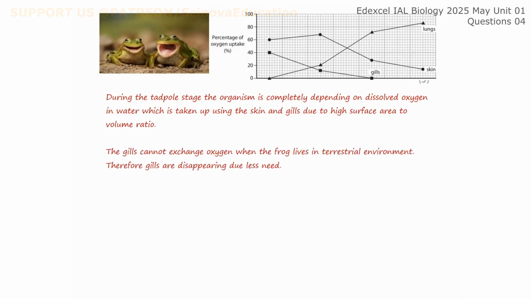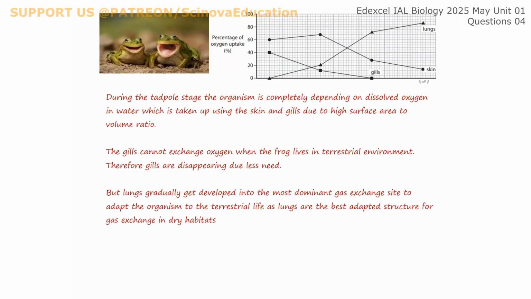The gills cannot exchange oxygen when the frog lives in a terrestrial environment. That means the adult frog. Therefore, gills are gradually disappearing because they are not anymore needed. But lungs gradually get developed into the most dominant gas exchange site because it is living on the terrestrial environment when it becomes a complete adult frog.